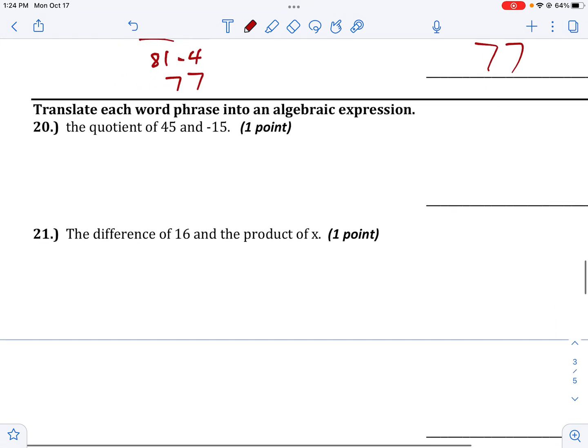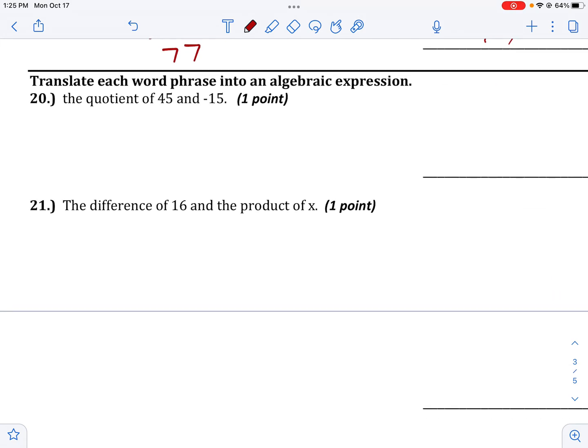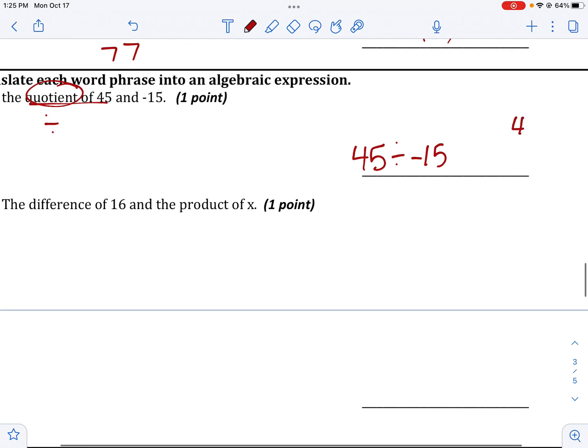Now, numbers 20 and 21, I'm asked to translate each word phrase into an algebraic expression. So the quotient of 45 and negative 15. Quotient, if you recall, is a division problem. So we can write it as 45 divided by negative 15. Or we could write it as 45 over negative 15, because that also shows division.